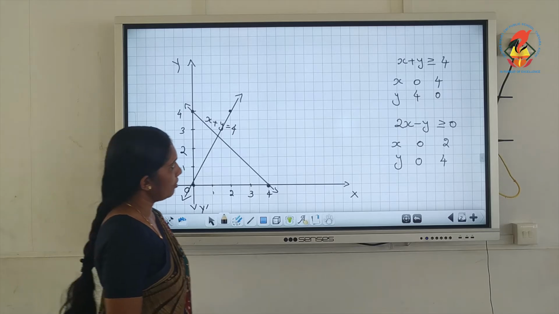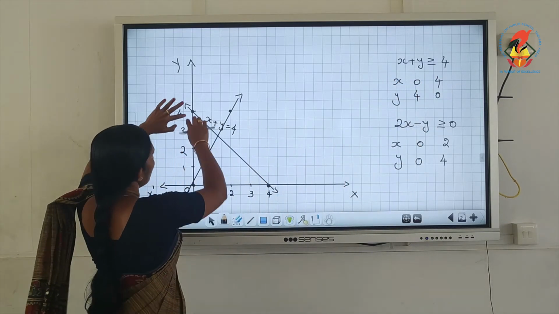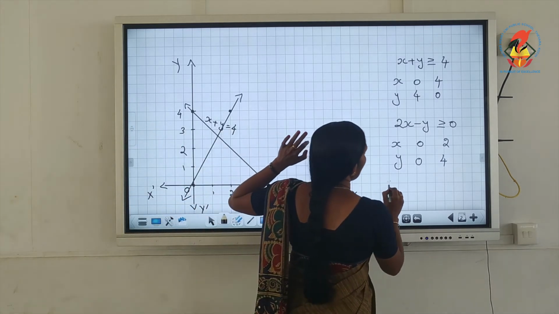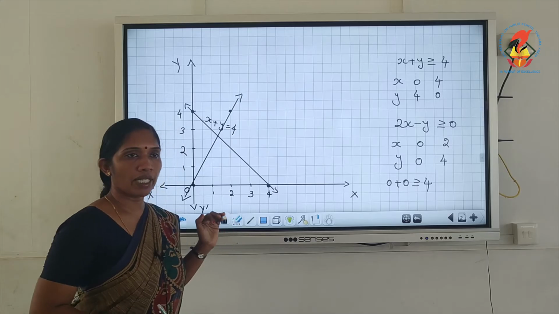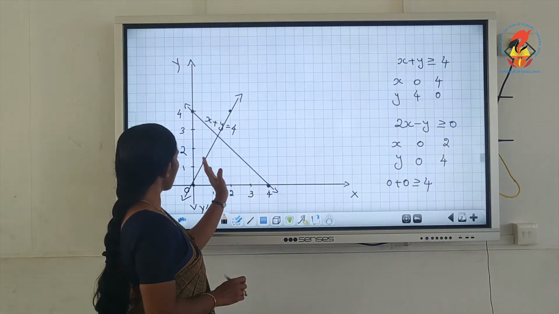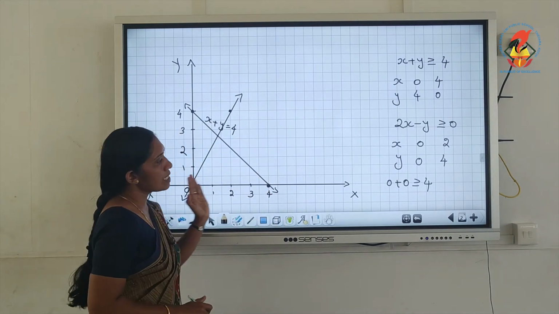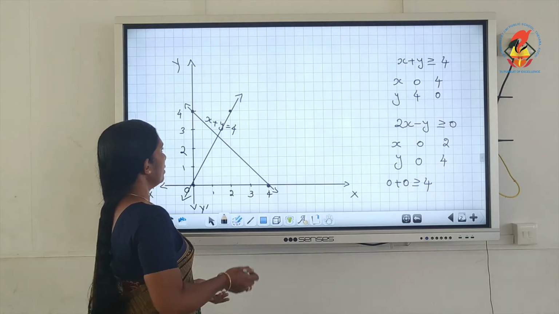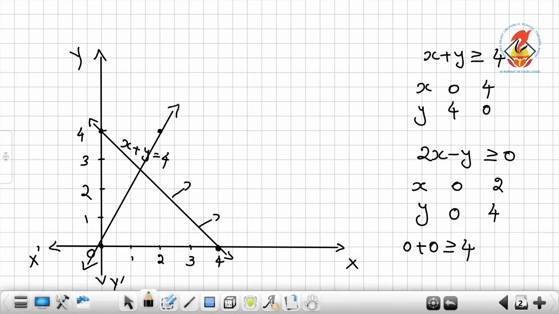Now where do we shade? The first line is x plus y greater than or equal to 4. Substitute the origin: 0 plus 0 greater than or equal to 4. Is it correct? That is wrong. That means the origin is in the lower half plane of the first line. Since this statement is wrong, you have to shade the opposite side, that is the upper half plane. So for the upper half plane, just draw arrows.